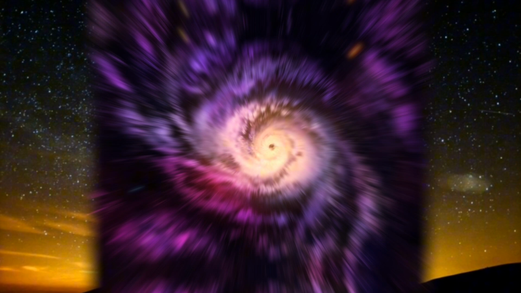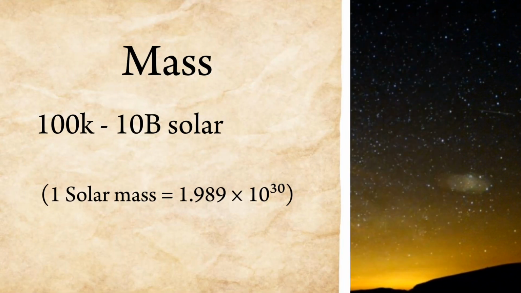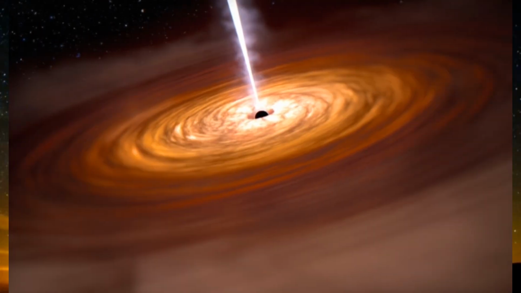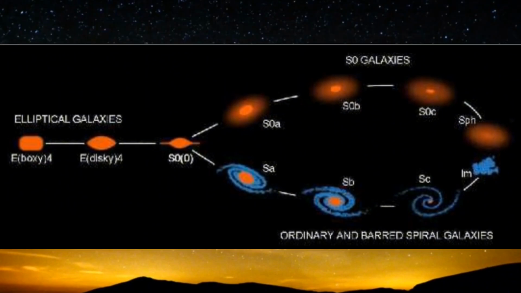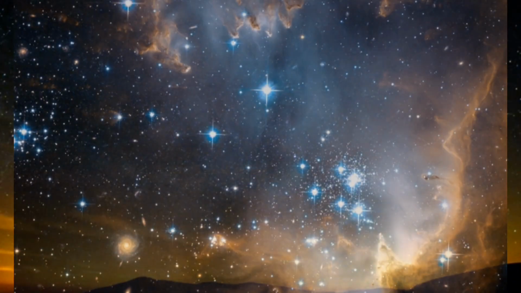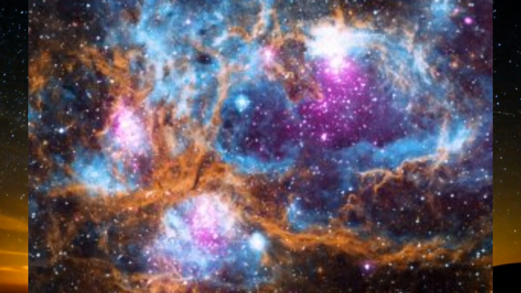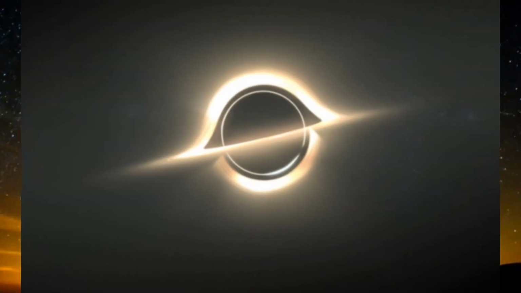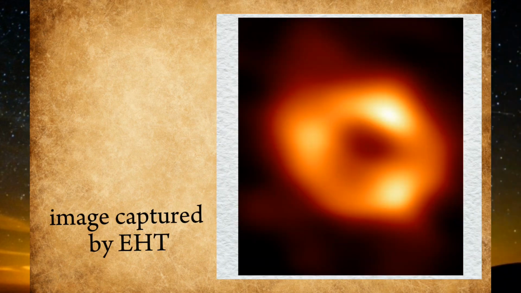Supermassive black holes reside at the centers of galaxies, with masses between 100,000 to 10 billion solar masses. These behemoths are thought to have formed from the merger of smaller black holes. Supermassive black holes play a crucial role in shaping galaxy evolution, regulating star formation, and influencing the surrounding environment through their immense gravity and energy output. They are among the most extreme and fascinating objects in the universe, with the one at the Milky Way center being a prime example. It's called the Sagittarius A.